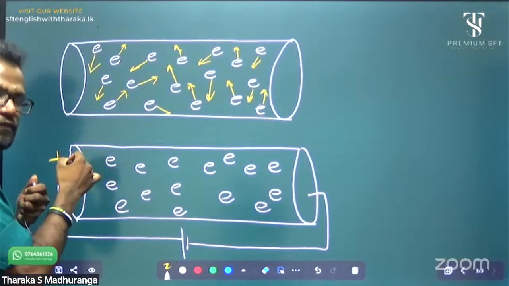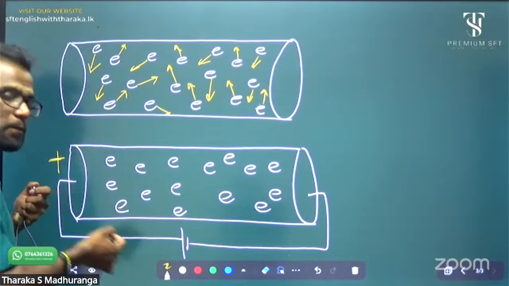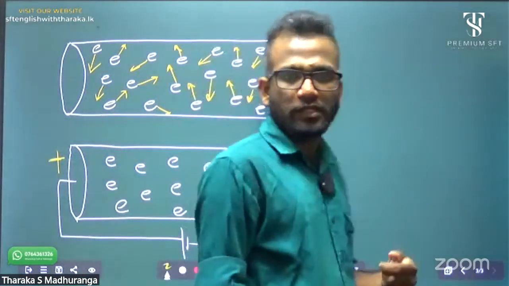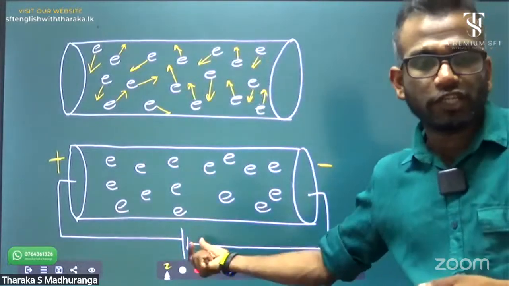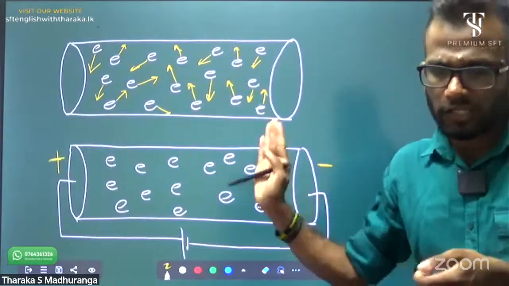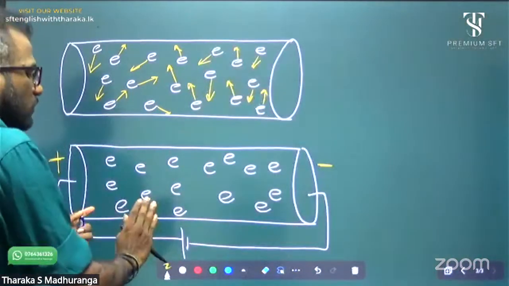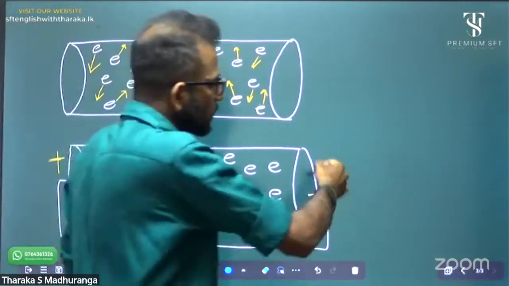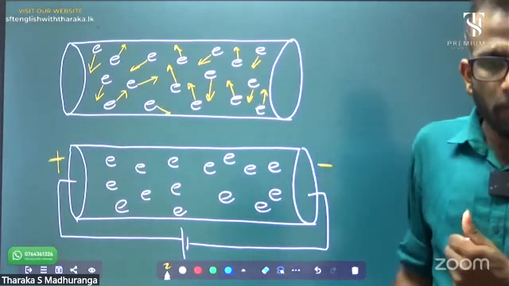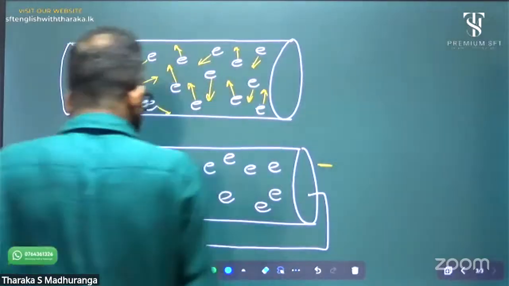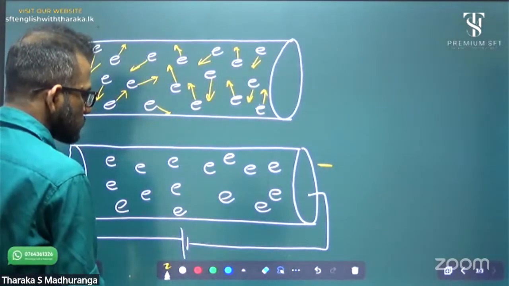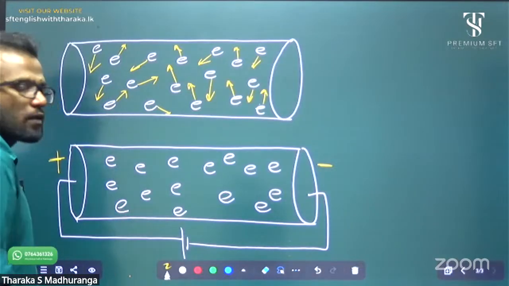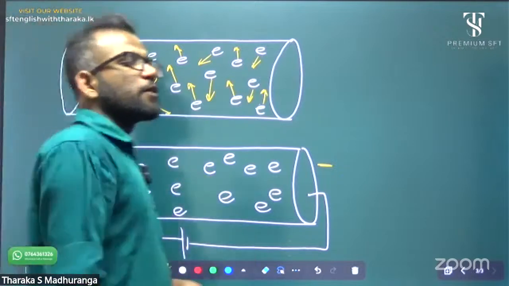The left end of the conductor takes positive potential, because of the battery's positive direction. The opposite side gets the negative potential. If you want, we can change the battery direction and change the potential direction, no issue. Now according to the diagram, this end gets positive potential and the right side gets negative potential. Now, due to this potential difference, what do you think?